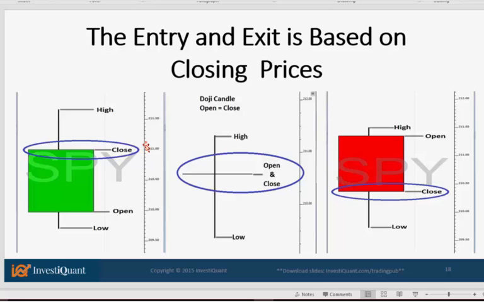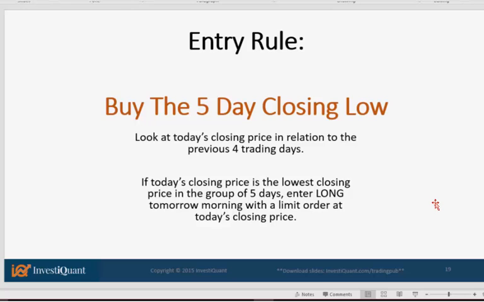So if you trade candles, you might have a green candle where you get the open, high, low, close. Or if it's a doji, you get the open, high, low, close. Or if it's a down candle, it doesn't matter. We're just looking at the closing price.